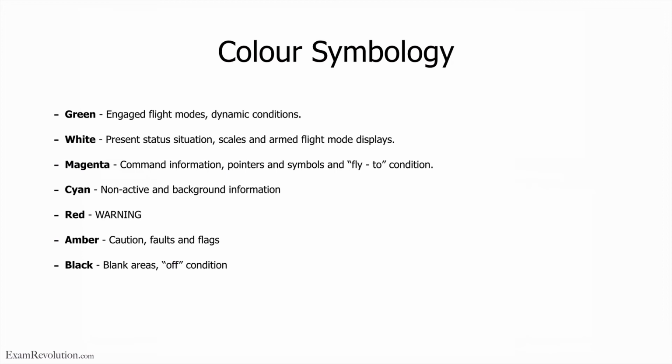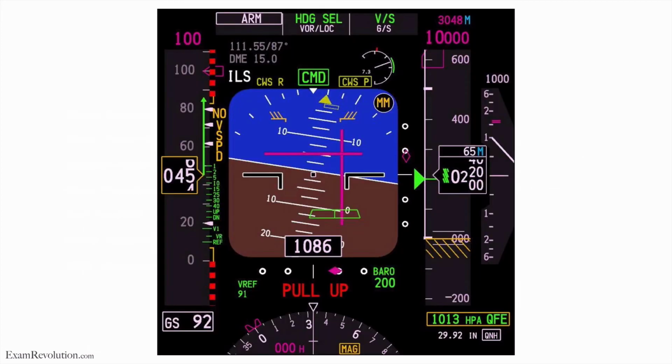And then black, if you see any black things on the screen, well, that's just like blank areas or an off condition, right? So like when something is put off, let's say you're not using the flight director or whatever the case might be, it might be displayed, you know, as FD and it's written in black, right? So here's an example with all those different color symbologies. Now this can obviously be very overwhelming, right?